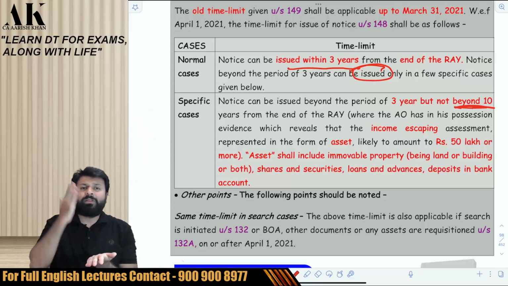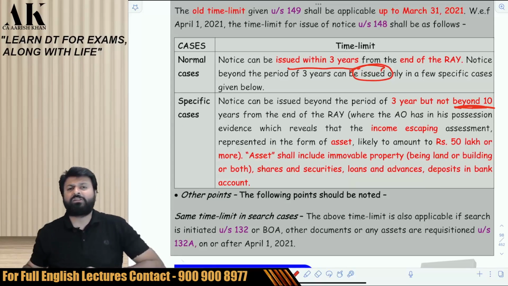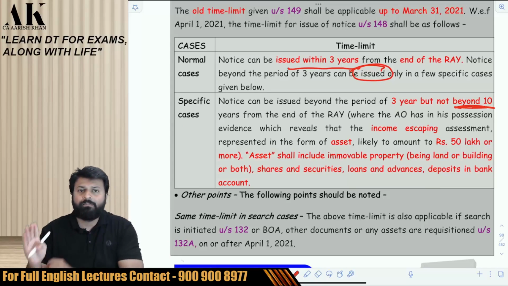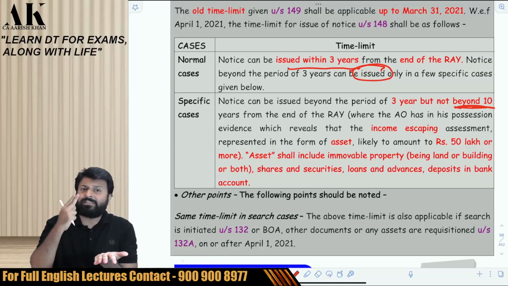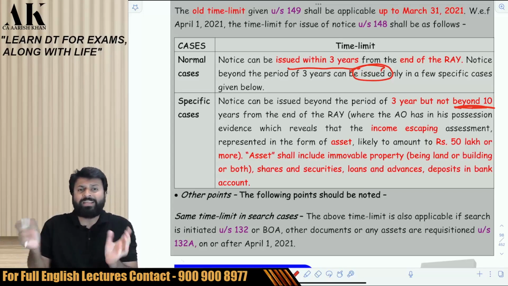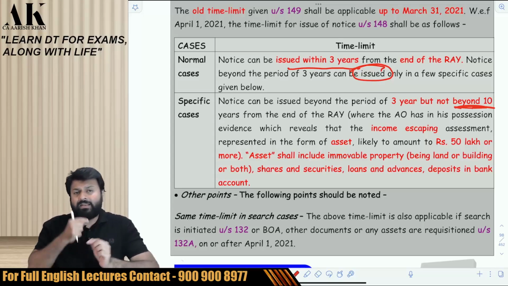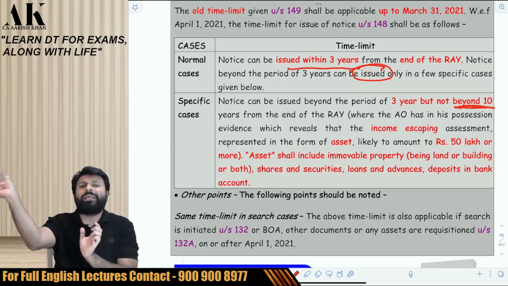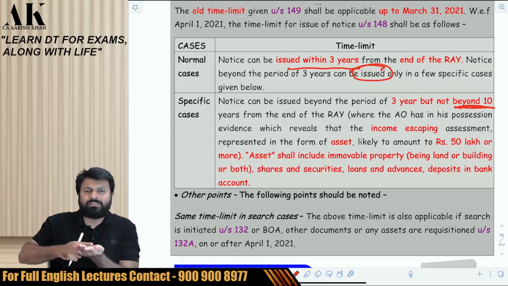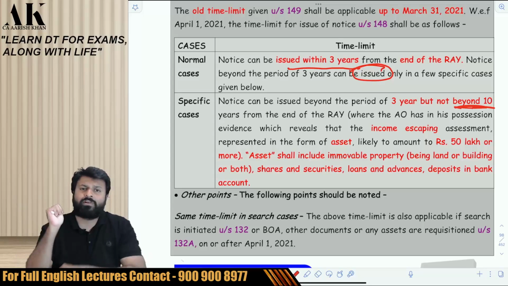Then in that case, for previous year 21-22, assessment year 22-23, he can send notice up to 31st March 2033. But he should have a reason to believe. He should have some kind of proof that income has escaped assessment and it is likely to be 50 lakhs or more in each year. In whichever year it is 50 lakhs or more which is escaped by the assessee, out of the 4th, 5th, 6th, 7th, 8th, 9th, 10th year, if the AO has proof that the income escaped is 50 lakhs or more, he can issue notice for that year.